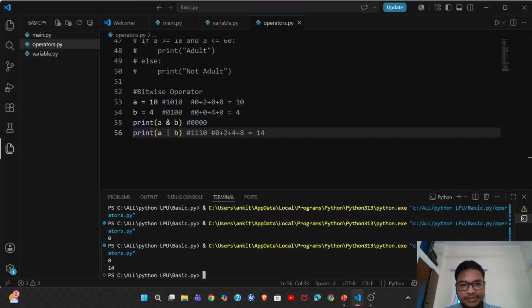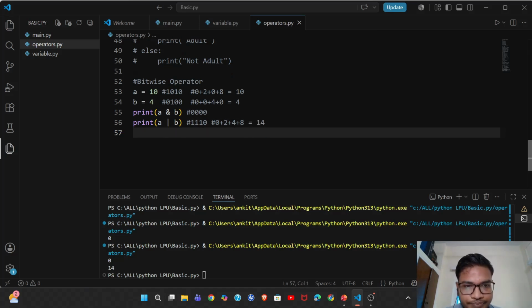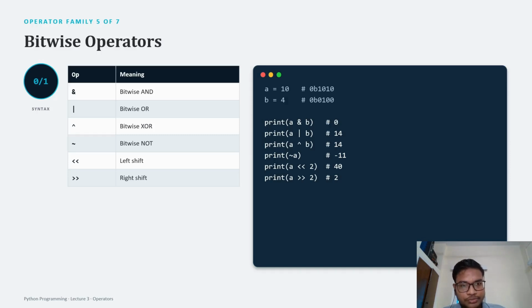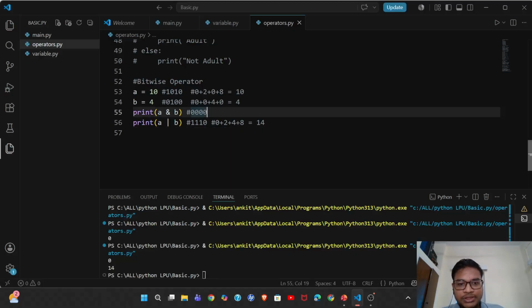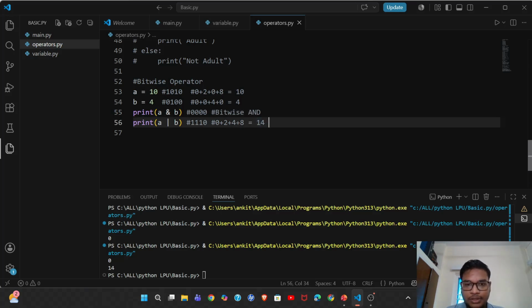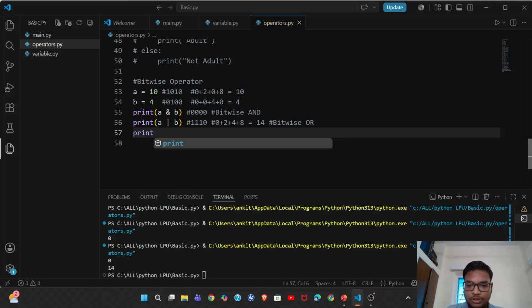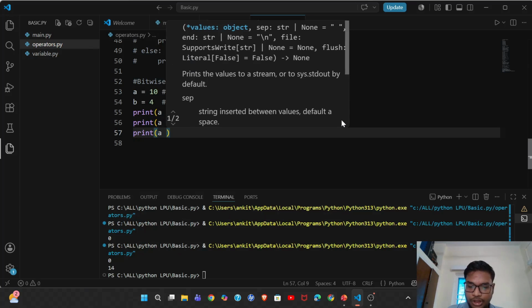14. Correct? Okay, so let's move forward. Now the third one is XOR. This is bitwise AND, this is bitwise OR, and the third one is bitwise XOR.